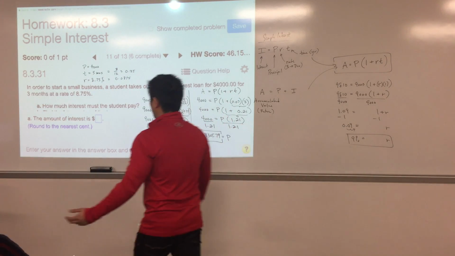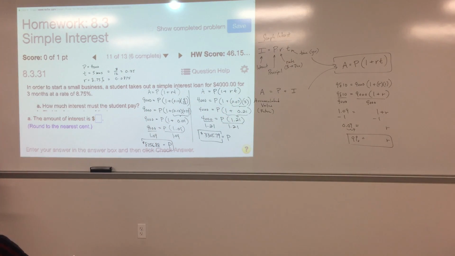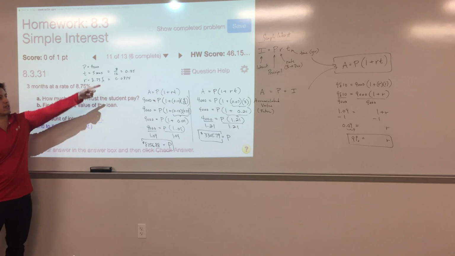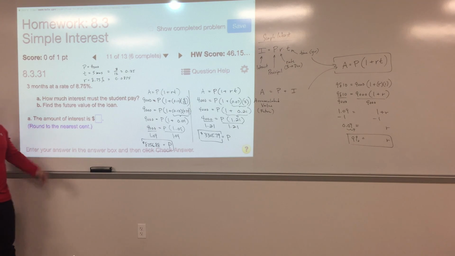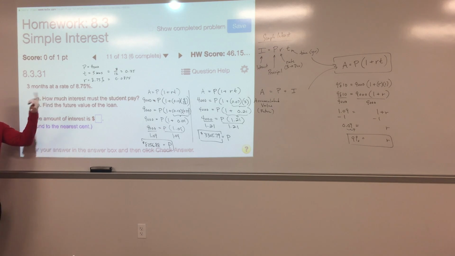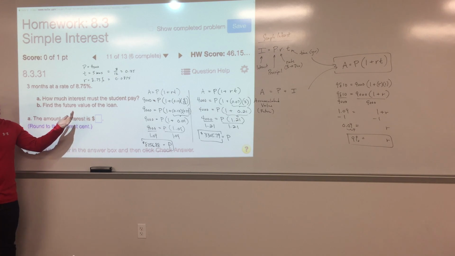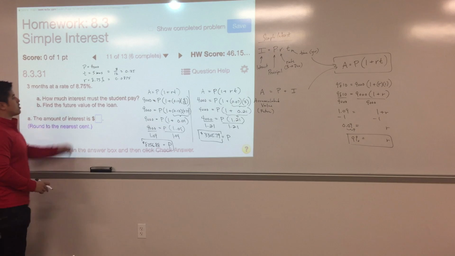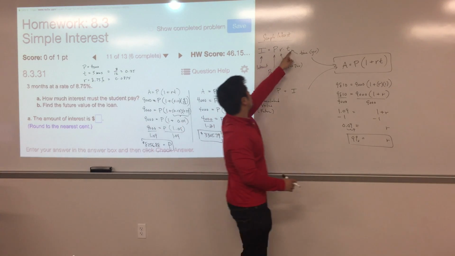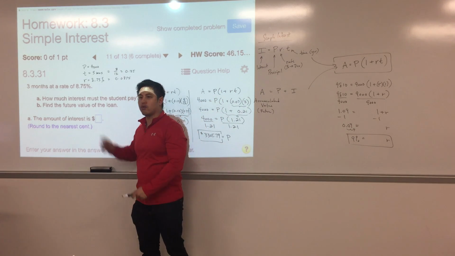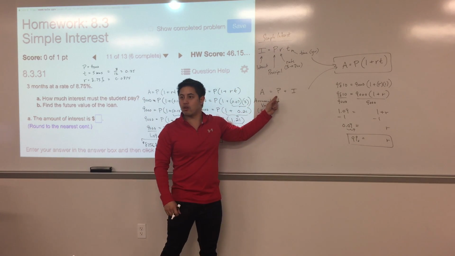Now, do we know how to figure out how much interest the student must pay? Well, the rate of principal. Exactly. PRT. There's the interest, isn't it? Do you know how to figure out the future value? P plus I. If we want to figure out how much interest, multiply all these together. That's going to tell us the interest. If we need the future value, just add it to the original.